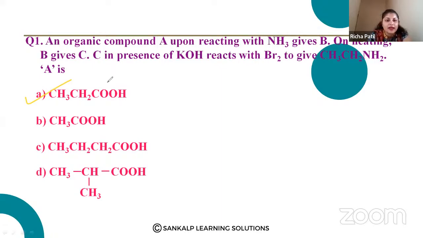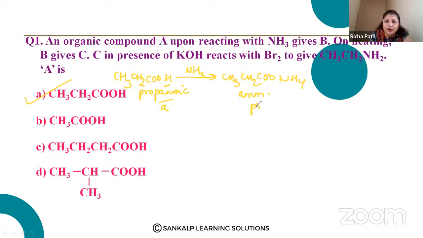So we'll see the reaction. The organic compound is CH3CH2COOH, which is propanoic acid. They have treated it with ammonia. CH3CH2COO and NH3 forms NH4, so this forms ammonium propanoate.